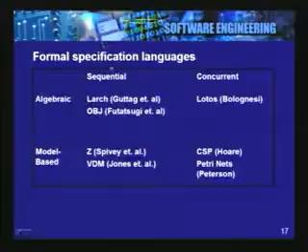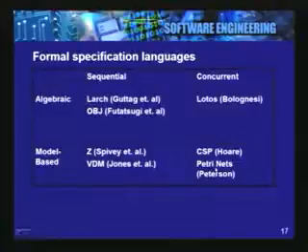And when you move to concurrent languages, there are fewer languages in this case using algebraic specifications, and concurrency essentially introduces the notion of multiple modules working together at the same time, whereas model based approaches that are quite popular are Z and VDM that you might have heard of before already, and CSP and Petri nets in the case of concurrent approaches.